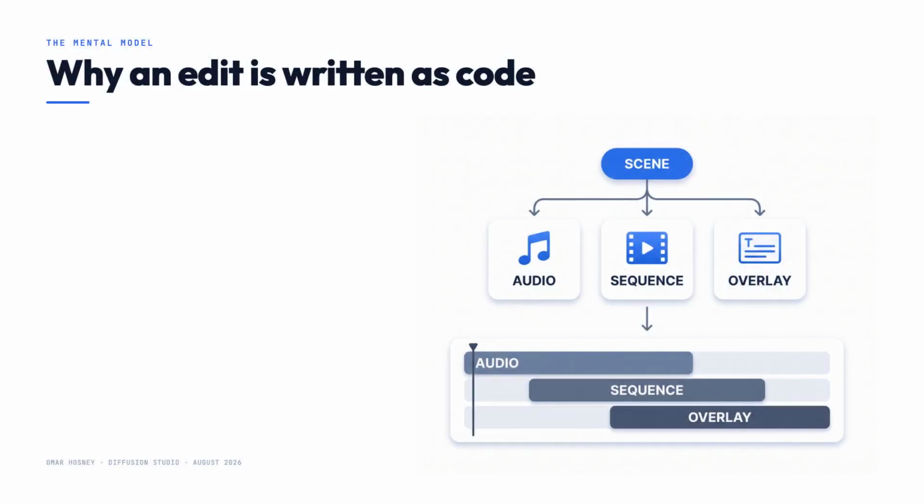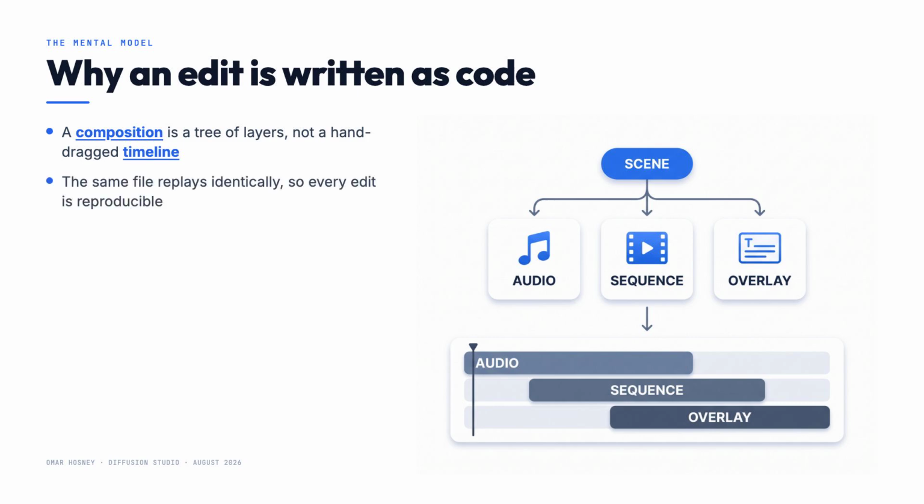Before we write anything, understand why an edit is code here. A composition is a tree of layers, not a hand-dragged timeline. The same file replays identically every time, so every edit is reproducible, and your agent can diff it, review it, and rewrite it exactly like source code.